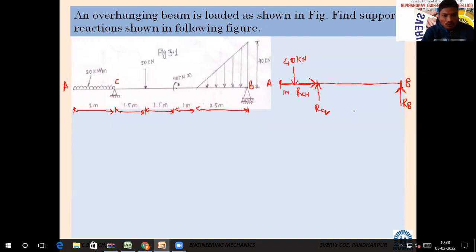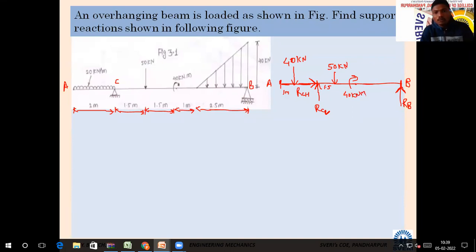Next, C point is over. Then 50 kilonewton. There is no question. Already it is given. I will apply here. How much? 50, no? And distance is also given, 1.5. There is no question. Next one is moment. It is given. Not to worry. Something like this. Given moment. How much is it? 40 kilonewton meter.